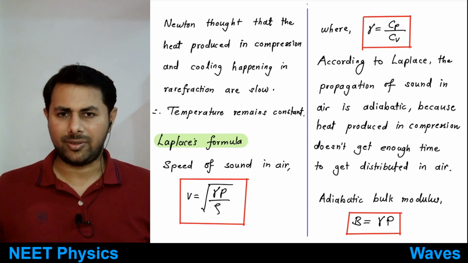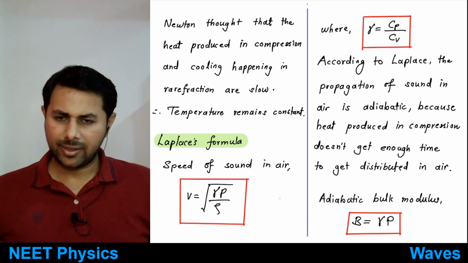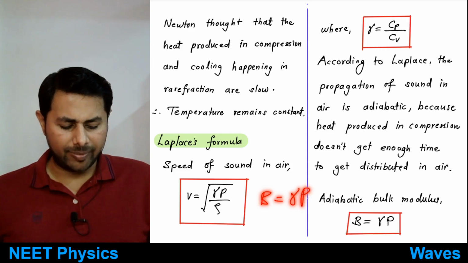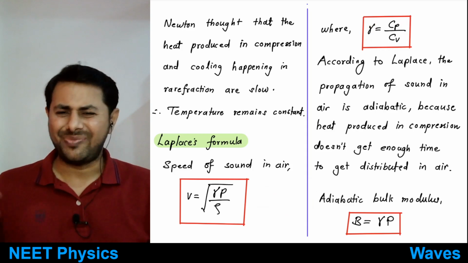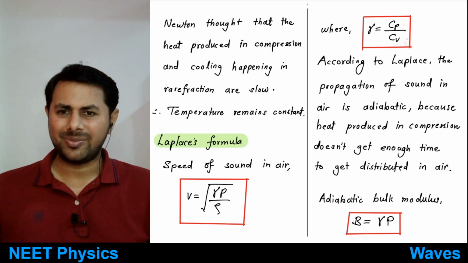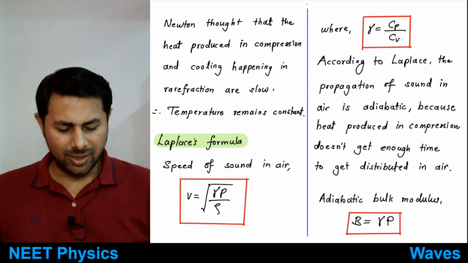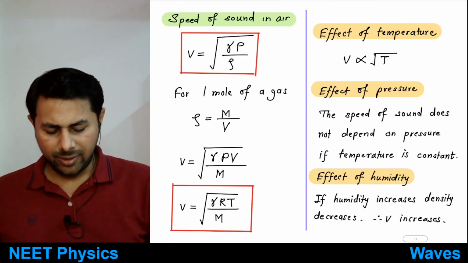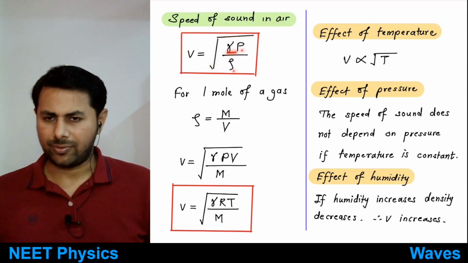It cannot be isothermal. Then he found that the adiabatic bulk modulus of air is gamma multiplied by pressure, and we know what gamma is. Gamma is the ratio of specific heat capacities, or molar heat capacities, so it's Cp by Cv. If you substitute that, you get bulk modulus equals gamma times P, and the speed or velocity of sound in air is the square root of gamma times P by rho.